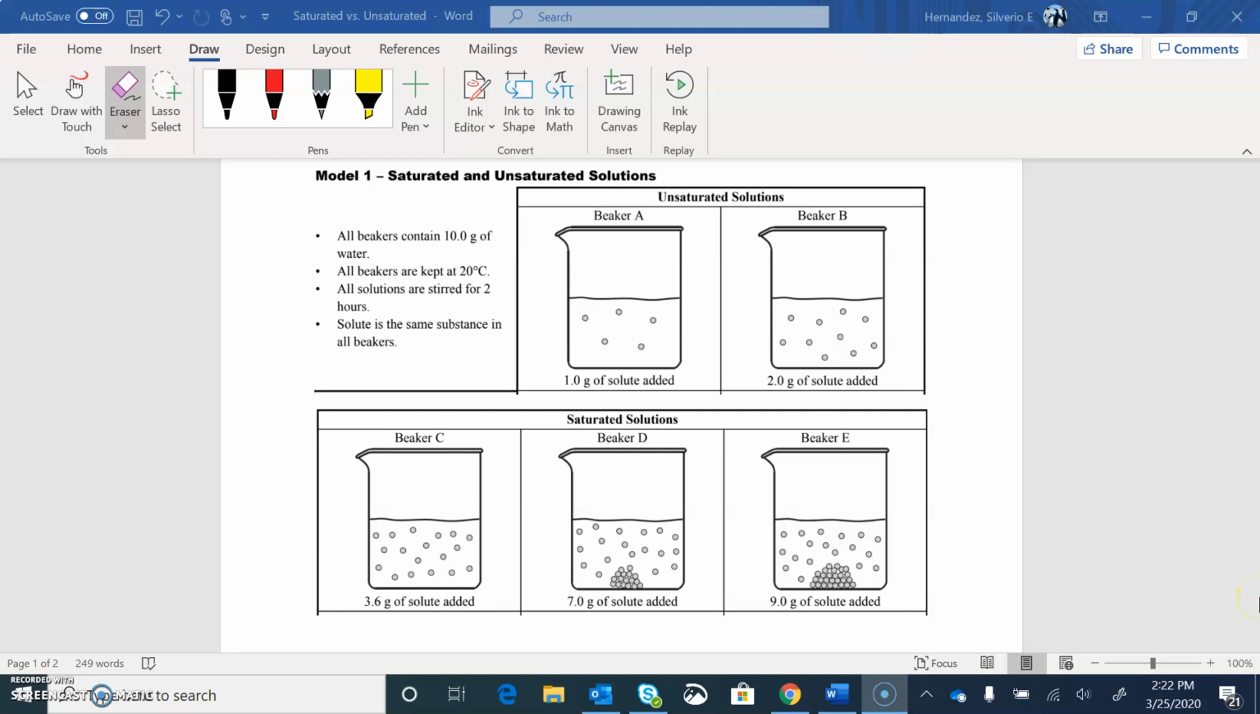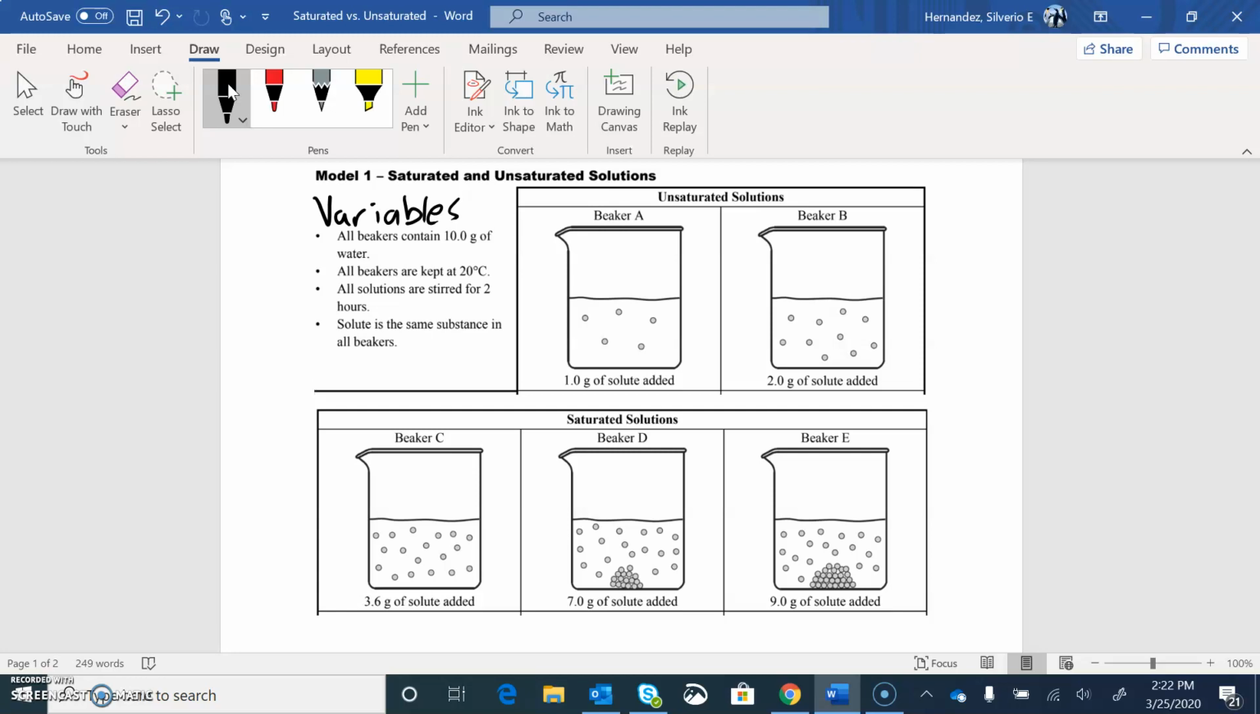To answer the questions that are going to be associated with the Model 1 saturated and unsaturated solutions, we're going to need to talk a little bit about what you're seeing within this model. So one of the very first things that we're going to look at are these bulleted items over here on the upper left-hand corner. These are going to be our variables. And let's just go through these variables here.